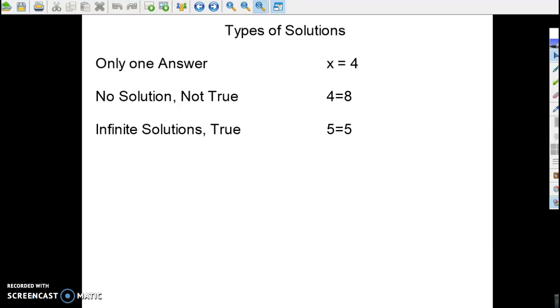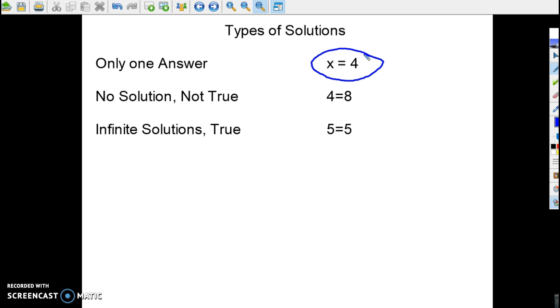Today we're going to finish working in Chapter 7, Lesson 3. But what we're going to focus in on is not exactly what the answer is to an equation, but what type of an answer are we given. So what this means is once you solve your equations, you'll see that you either have an answer, such as x equals 4. That's pretty much what we've been solving up until now.